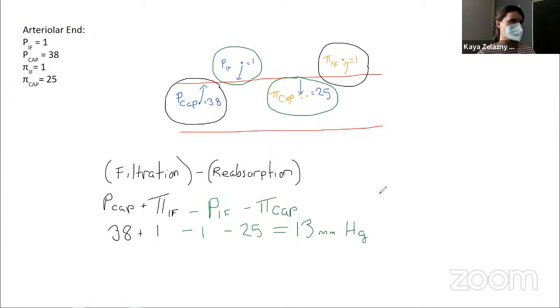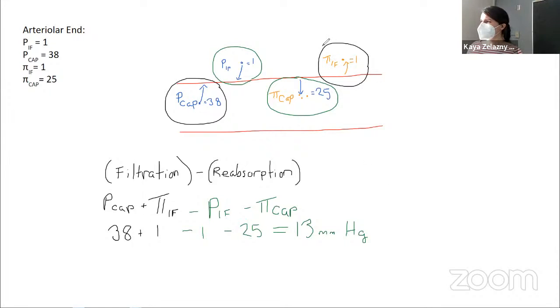Does everybody kind of follow how we did that? So this is what we're going to be doing when we're talking about the net filtration pressure. We're saying we're summing together these 4 forces. So we're thinking about everything that's pushing water out towards the interstitial fluid, everything that's pulling water in towards the capillary to come up with an overall number.